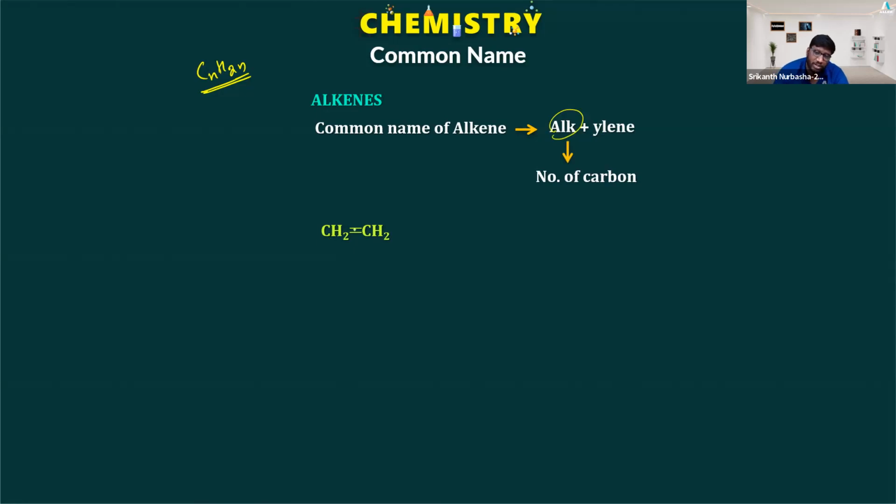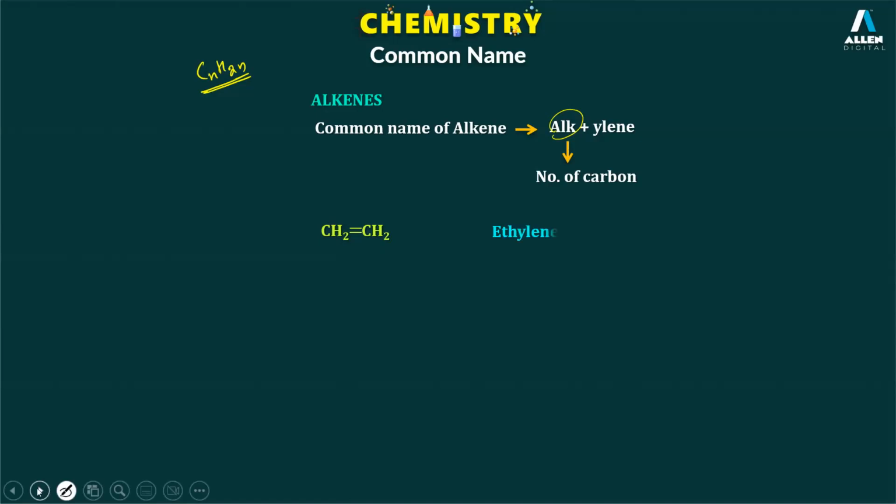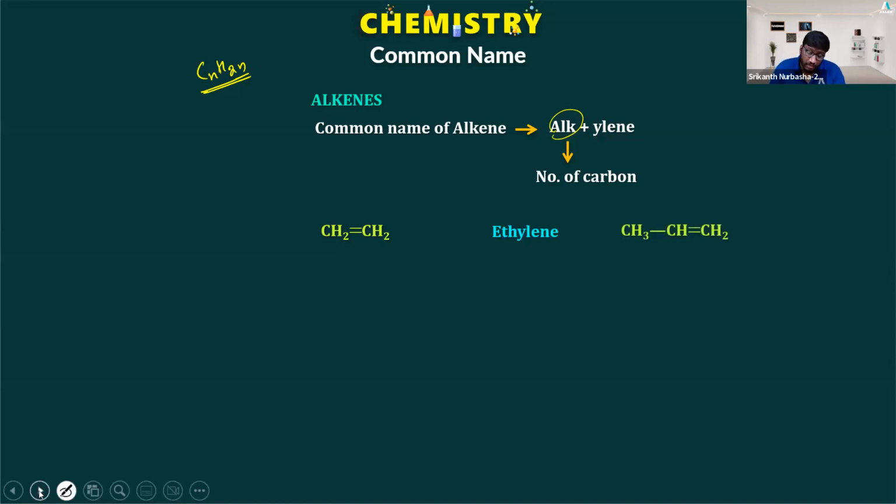So CH2 double bond CH2. How many carbons are there here? 2 carbons. So what should be the name of CH2 double bond CH2? You can write ethylene. CH3 CH double bond CH2: the number of carbon atoms is 3 carbons. So propylene.